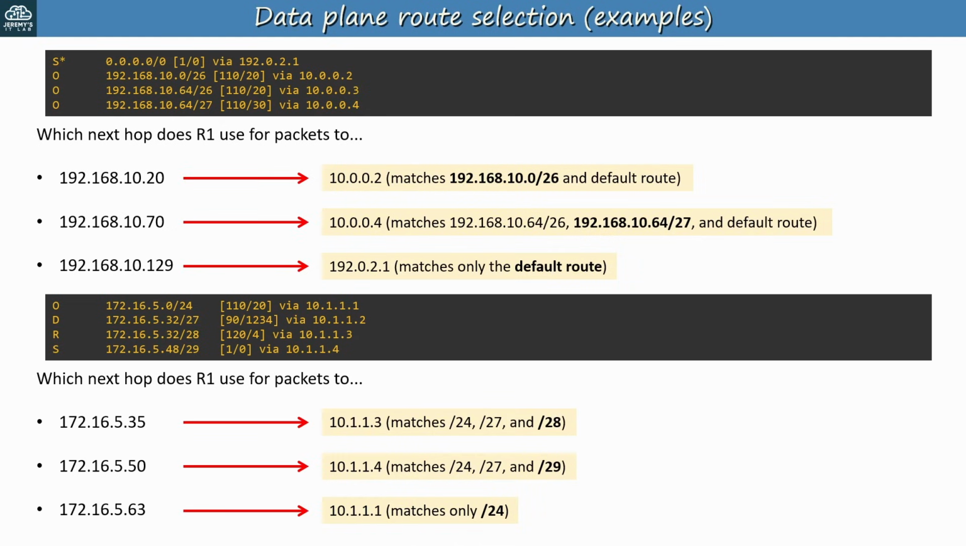Okay, those are all of the examples we'll look at. Hopefully these were fairly easy for you to solve. Finding the most specific matching route is definitely a CCNA level skill, but it's a very important skill, even at the CCNP level, so it's worth practicing.